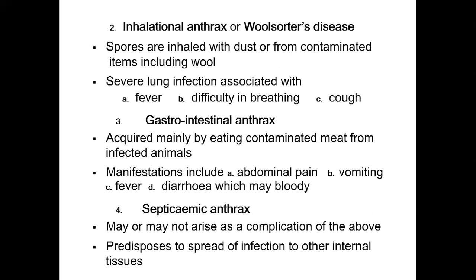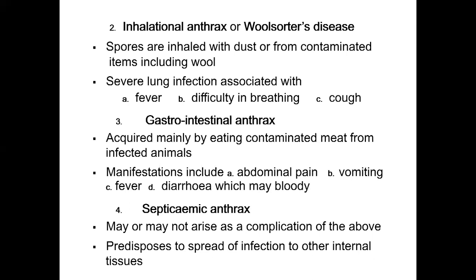the type of illness acquired through ingestion causes what is referred to as gastrointestinal anthrax. So this is acquired mainly by eating contaminated meat from infected animals. Maybe it's not cooked properly to destroy the spores, or the way it is handled, but somehow it is connected with contaminated meat. The manifestations include abdominal pain, vomiting, fever, and it's associated with diarrhea, which may be bloody.